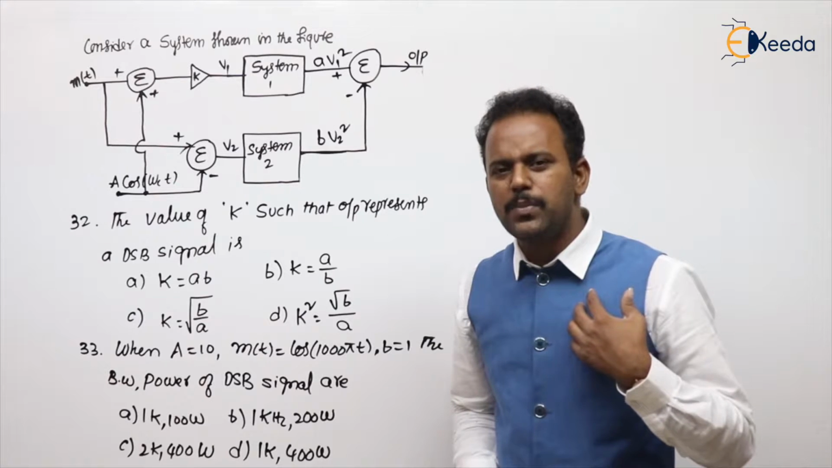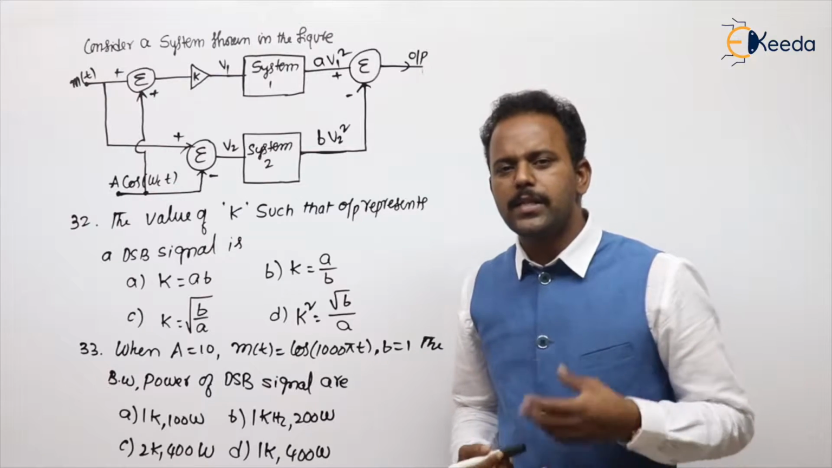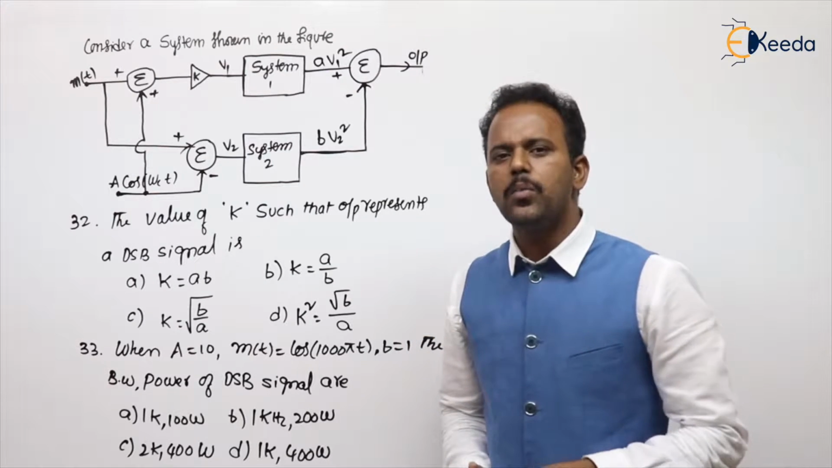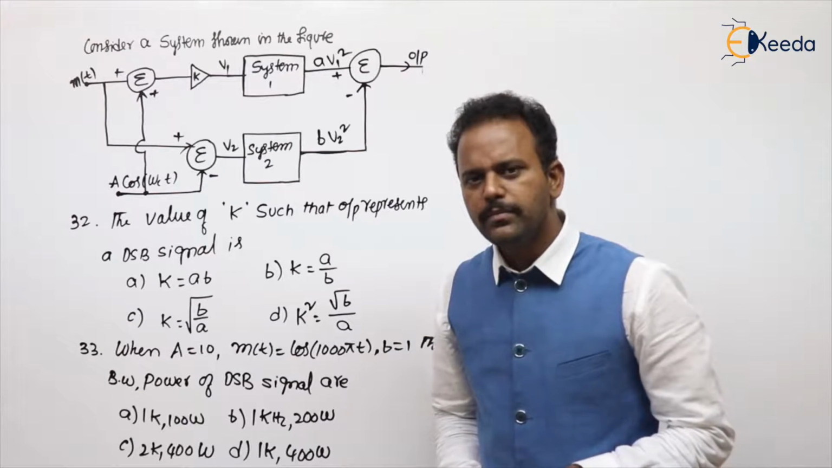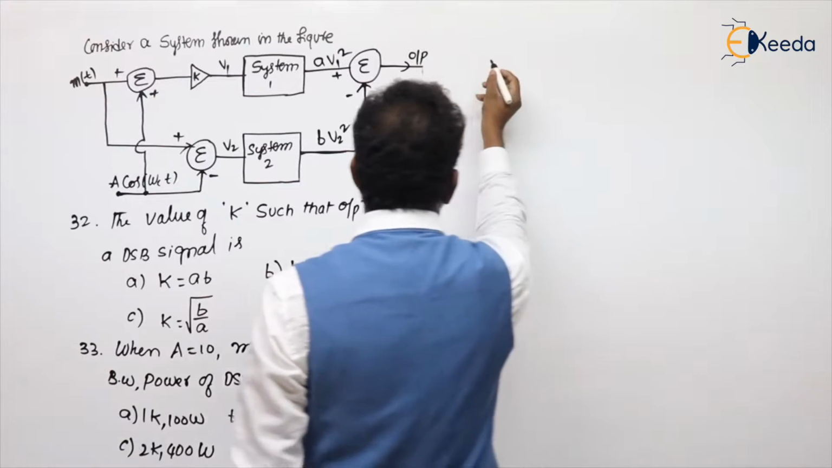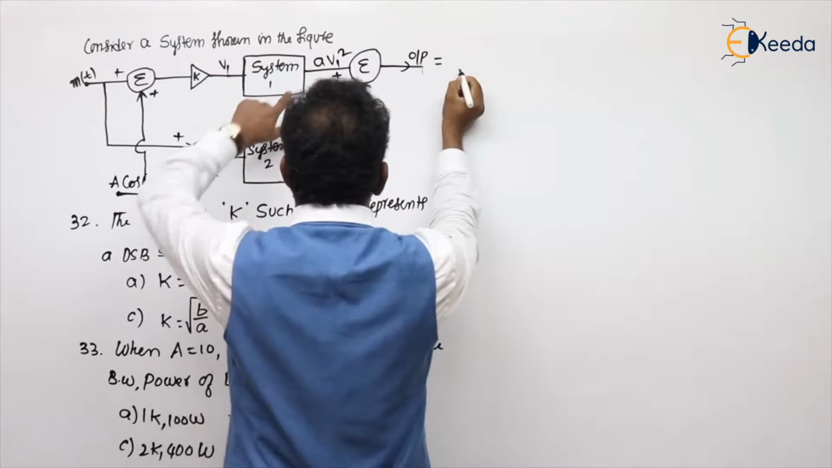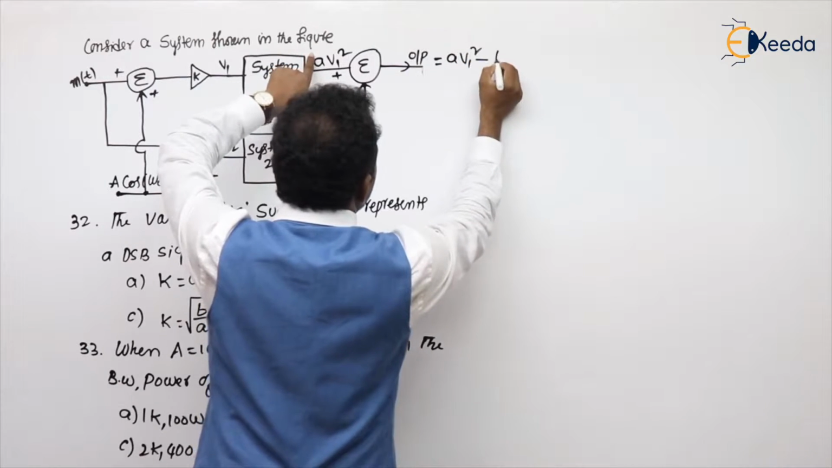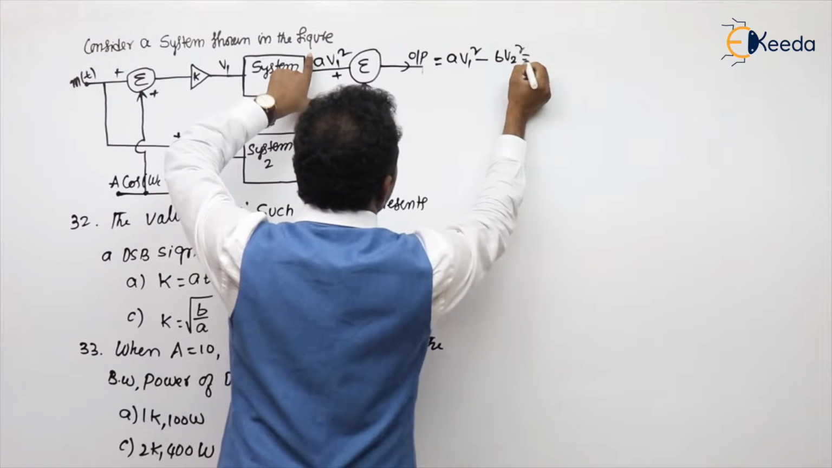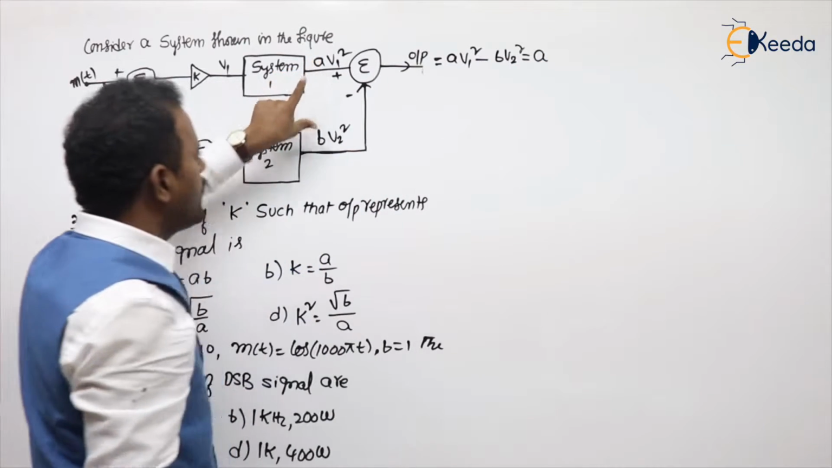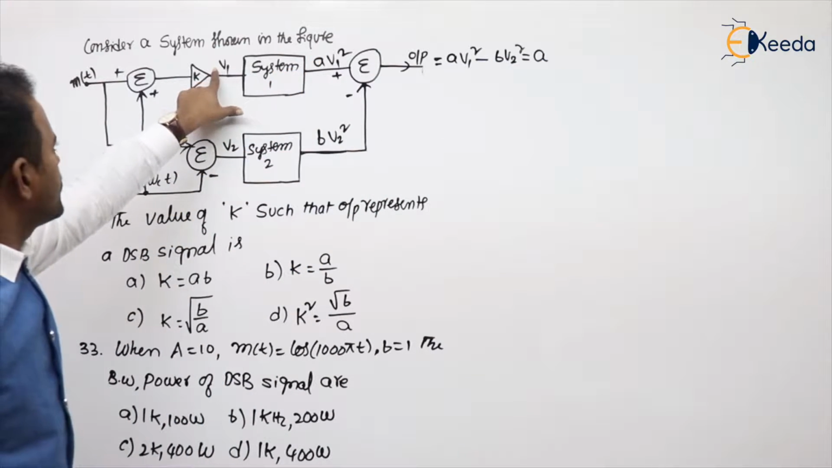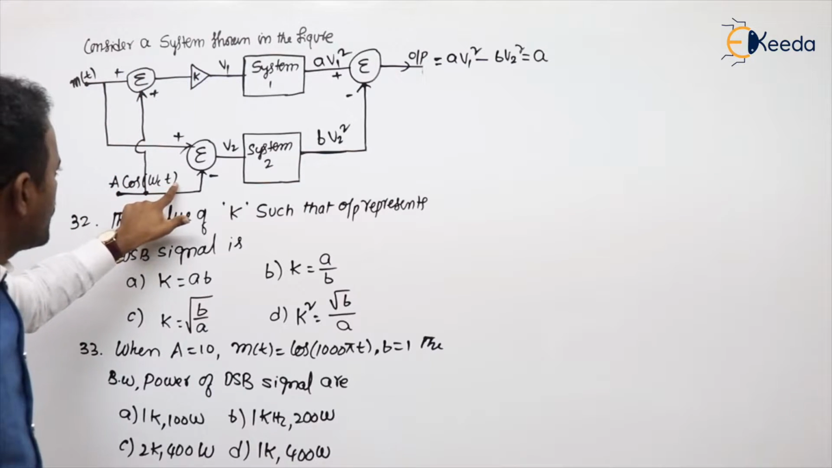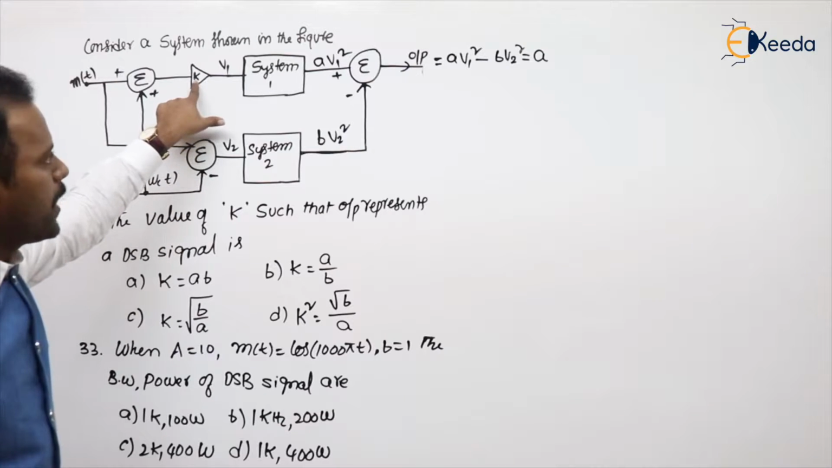We know what a DSB is. DSB-SC is nothing but a message multiplied by the carrier. So first calculate the output. The output equals A V1 square minus B V2 square. What is V1? V1 is nothing but m of t plus A cos omega ct, multiplied by K.